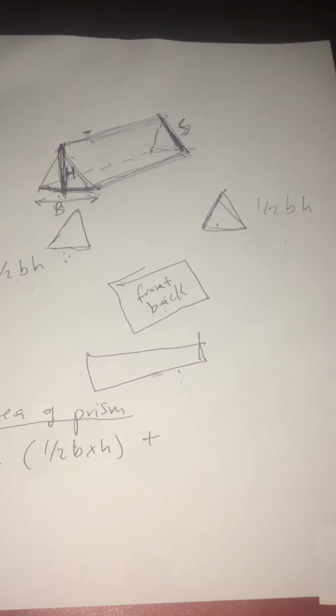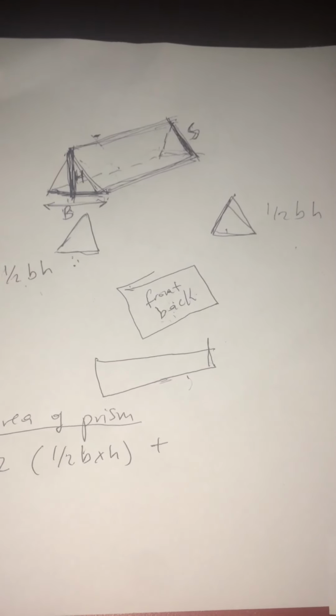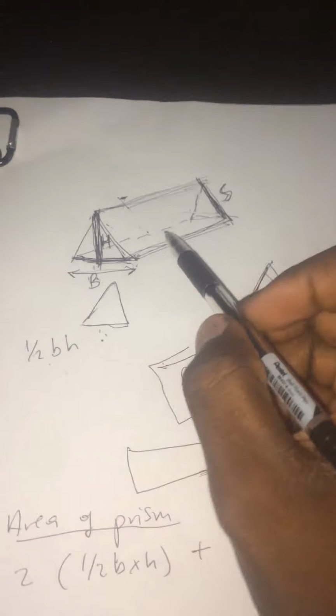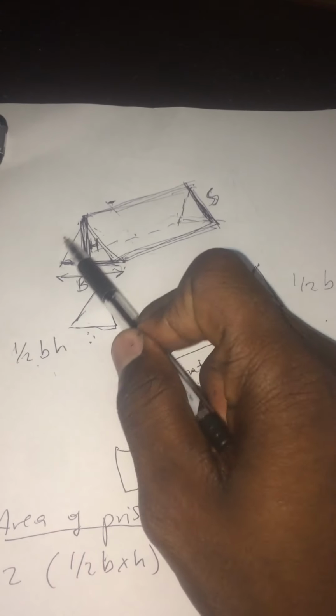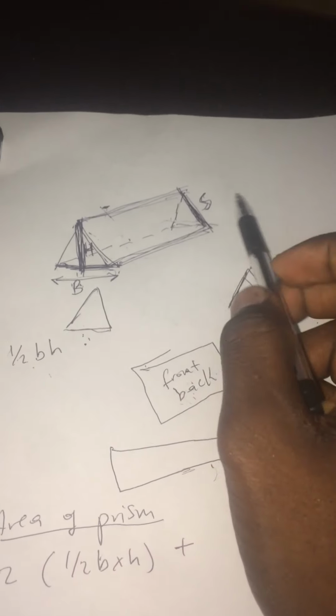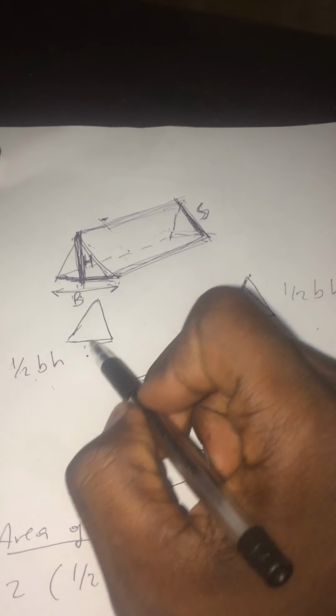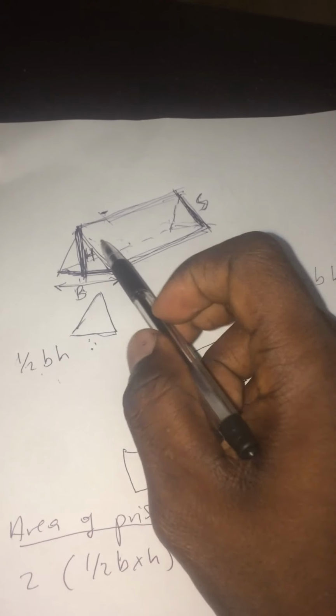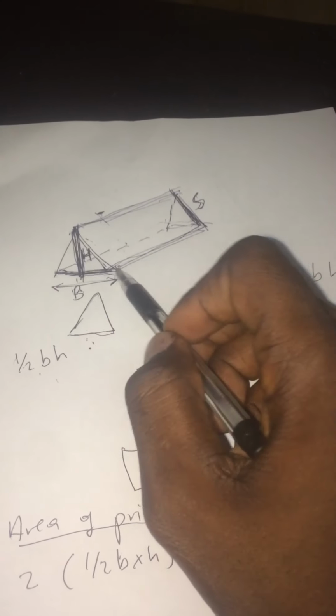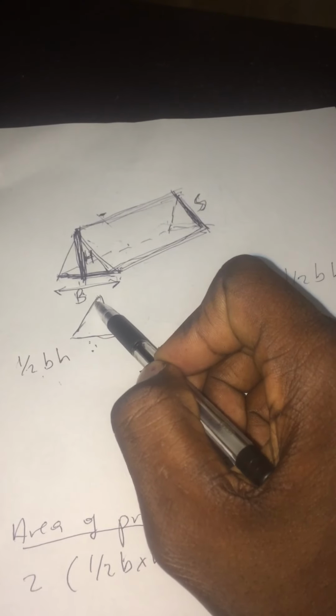Alright, so the final shape we're going to calculate the surface area for is a triangular prism. It's called a triangular prism because it has two triangular faces. So now, to find the surface area, we're going to have to break this down into smaller shapes that we can easily find the area of.